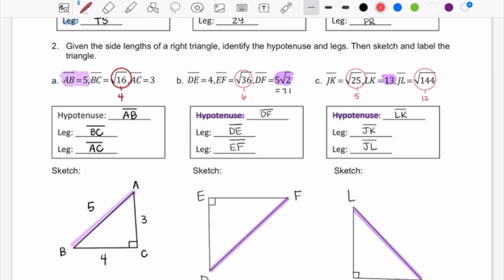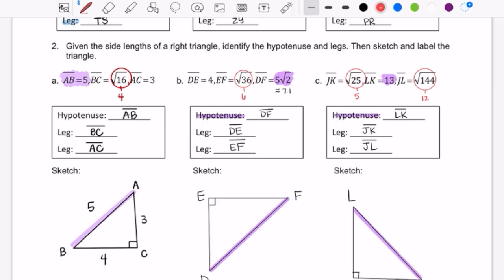Question number 2 in the notes today is more practice with remembering and recalling information about right triangles. So you'll see in the first example, it says, given the side lengths of a right triangle, identify the hypotenuse and the legs, and then sketch and label a picture of the triangle where you put the letters and the numbers in the right order.